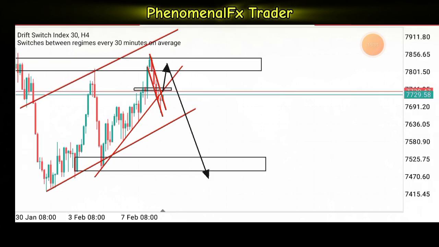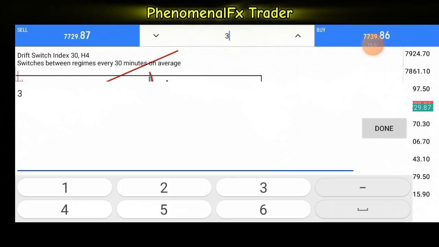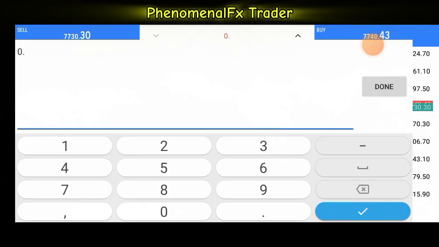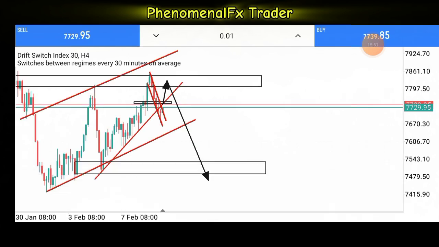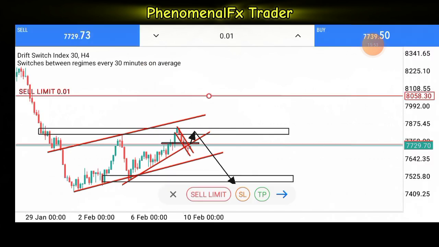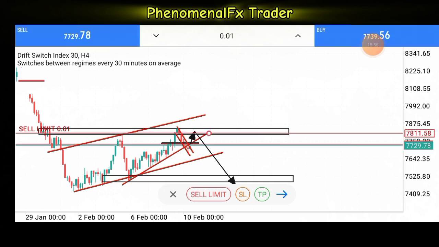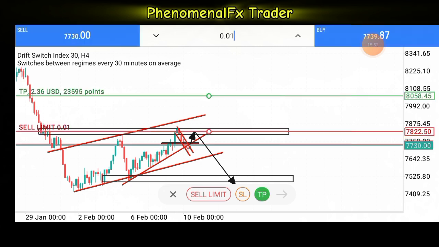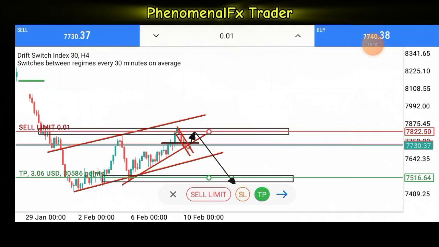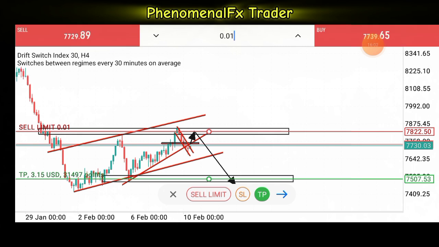The minimum lot size is, let me see, 0.1. Okay, that's the minimum lot size, 0.01. All right, and if you enter a trade, let's say from this zone here, and you're targeting down here, wow, only $3 profit from this zone. So if you have a small account, you can just use this to practice.